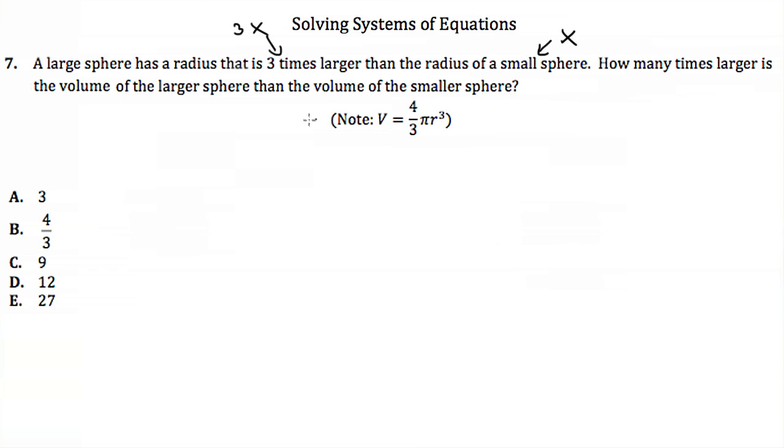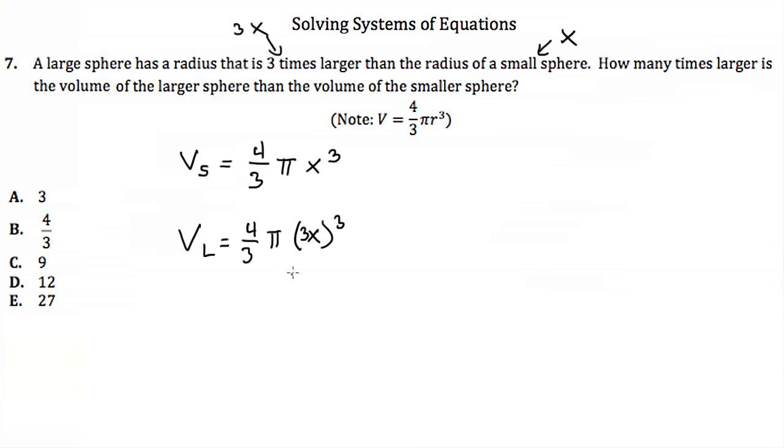Now we're going to create two equations. The volume of the small sphere is going to be equal to 4/3 pi r cubed, where my radius is x, so x cubed. The volume of my large sphere is going to be 4/3 pi (3x) cubed, because the radius of my larger sphere is 3x. If I cube 3x, I'll get 27x cubed. So this is equal to 4/3 pi times 27x cubed.